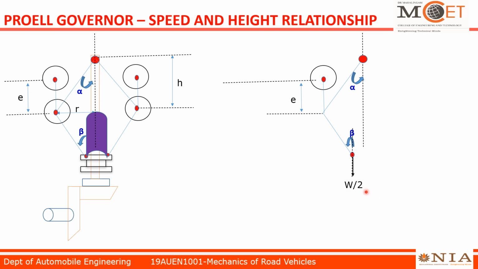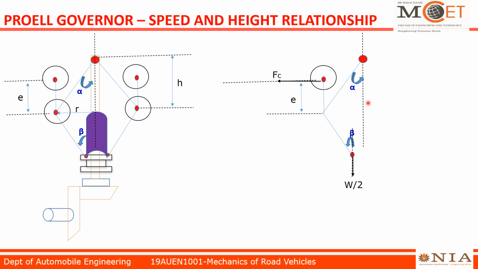Half of the central load will act at this point. We mark these points as S1 and S2, I just take this point as S. At this point, half of the central load, or dead weight, will act. The dead weight load we make as W. So half of the central load will act, so I take it as capital W divided by 2.